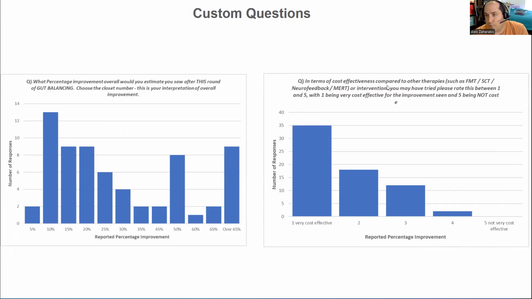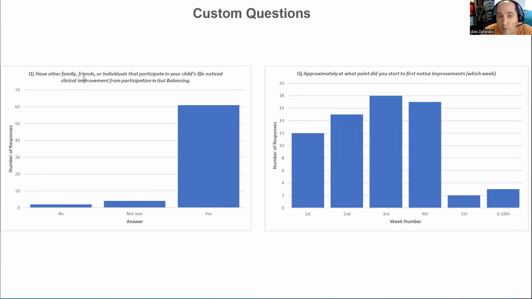In terms of cost effectiveness, compared to other therapies, for example, FMT, SCT, neurofeedback, MERT, with 1 being very cost effective and 5 being the least cost effective, how would you rate this? So we had the most significant response in the very cost effective category, and you can see it's biased towards that end.